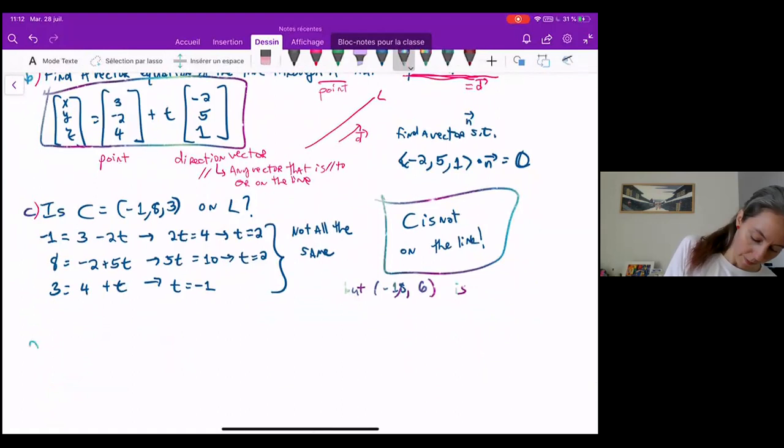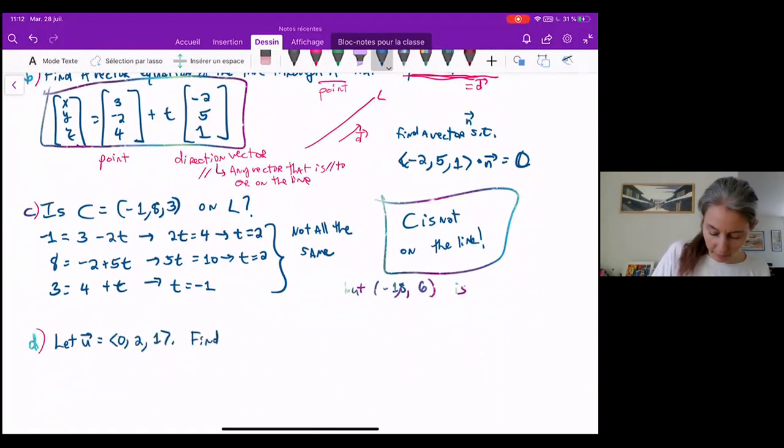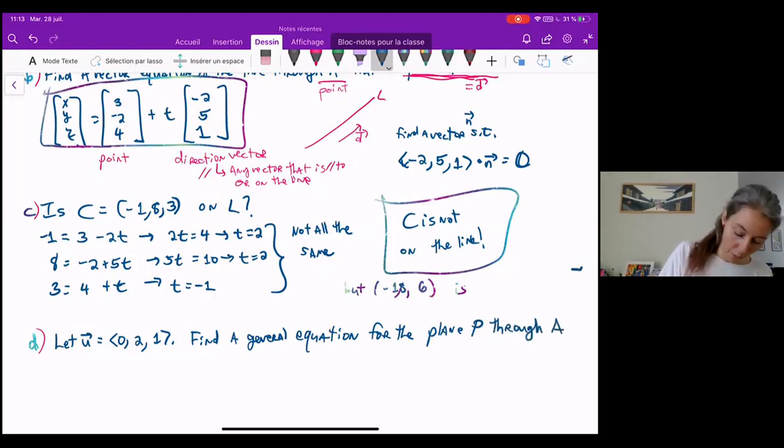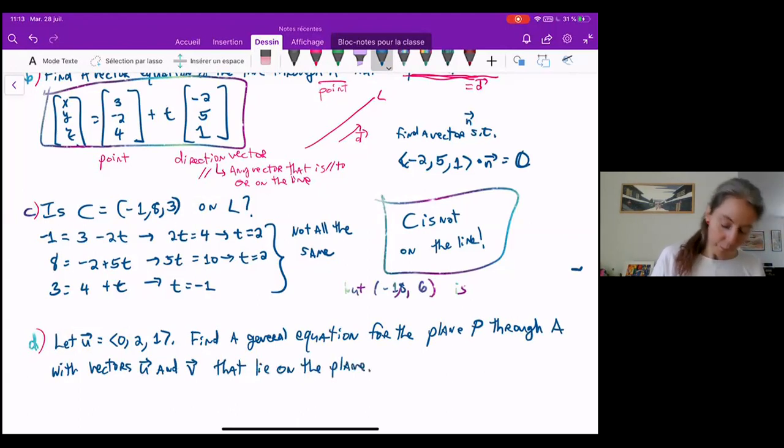Okay, D. Let U equal... oops. Find a general equation for the plane P through A with vectors U and V that lie on the plane.